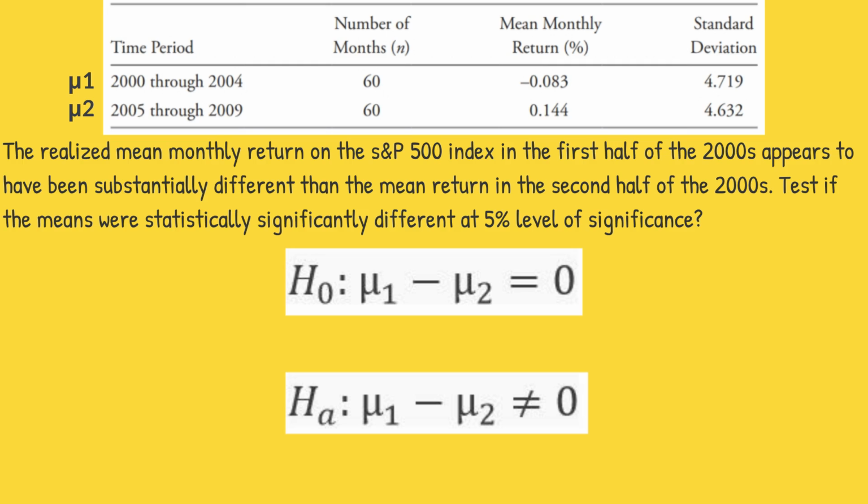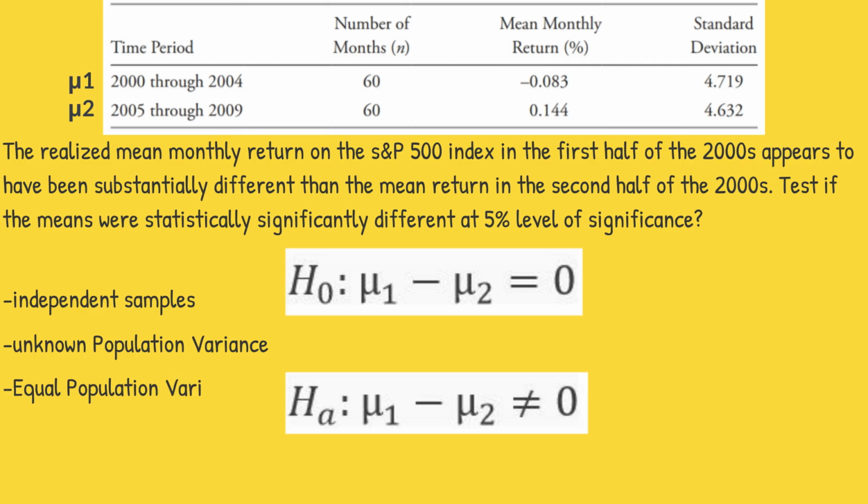Because the two samples are drawn from two different time periods, they can be assumed to be independent samples. The population variances are not known but can be assumed to be equal. Based on the data shown in the table, the assumption of equal population variance for returns in the two periods is not unreasonable. Given all these considerations, we use the following t-test for testing our hypotheses.